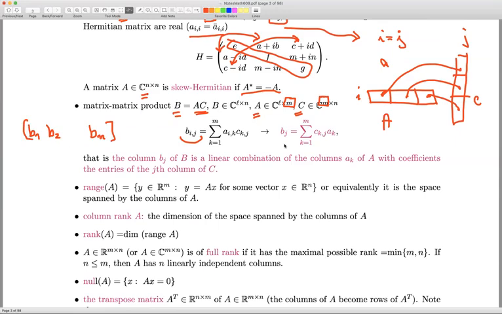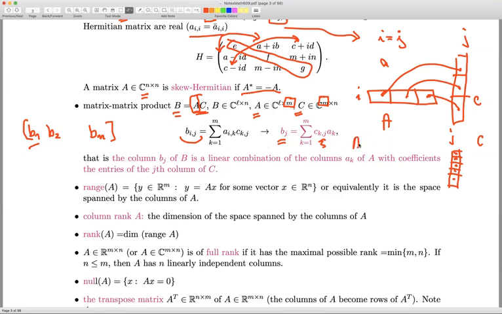Then the jth column of the matrix B, which is the product of the matrices A and C, is basically a linear combination of all the columns of the matrix A, where the numbers in this linear combination are the components of the jth column of the matrix C. So if this is the matrix C, this is the jth column of the matrix C, and those are the components of the jth column of the matrix C. Those numbers here are used as linear combination in front of the columns of the matrix A.